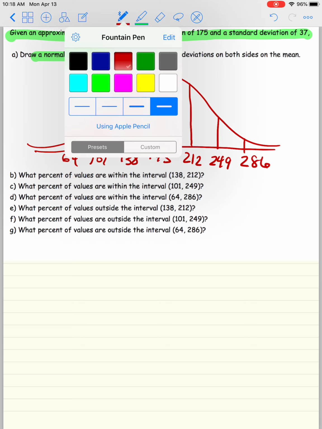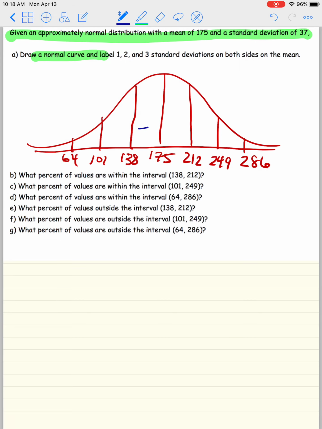Let's fill in some of these numbers. Do you guys remember what goes right here and right here? Say it to yourself, 34%. Do you guys remember here and here? 13.5. 2 and 2 and 0.5 and 0.5. Great, that makes 100%. Now these are standard percentages.